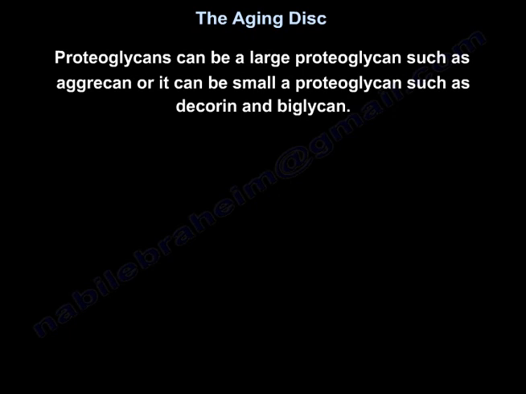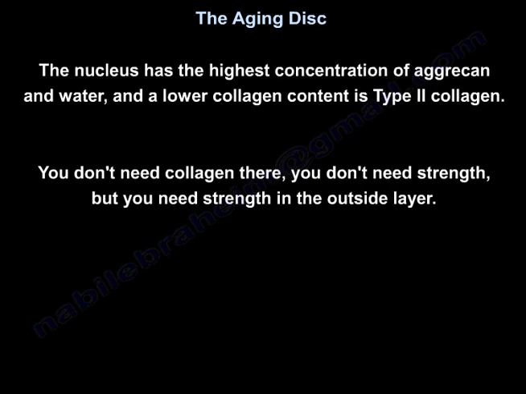Proteoglycan can be a large proteoglycan, such as the aggrecan, or it can be a small proteoglycan, like decorin and biglycan. The nucleus has the highest concentration of aggrecan and water and lower collagen content. It's type 2 collagen. You don't need collagen there. You don't need strength there, but you need strength in the outside layer.